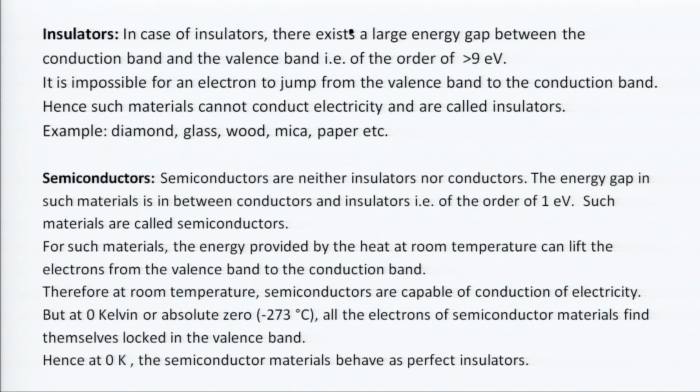For such materials, the energy provided by heat at room temperature can lift the electrons from the valence band to the conduction band, and therefore, at room temperature semiconductors are capable of conduction of electricity. But at 0 Kelvin, or absolute 0, all the electrons of the semiconductor material find themselves locked in the valence band itself, and they do not conduct electricity at absolute 0. Hence at 0 Kelvin, the semiconductor material behaves like a perfect insulator.